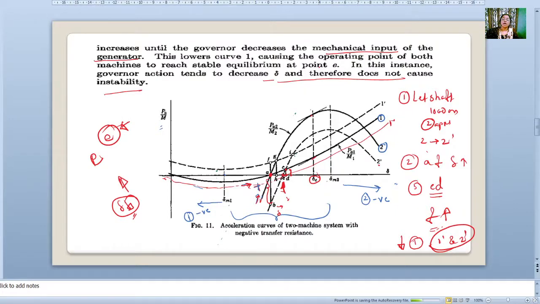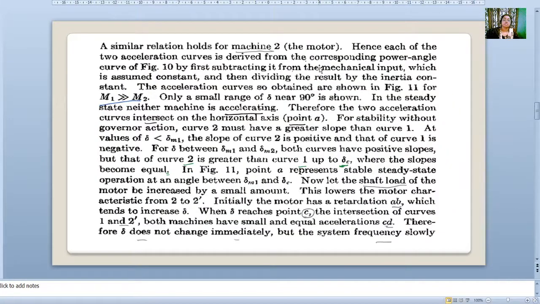Okay, now I will read. Did you understand this? Just keep in mind whatever I have told, or you have to revise this.